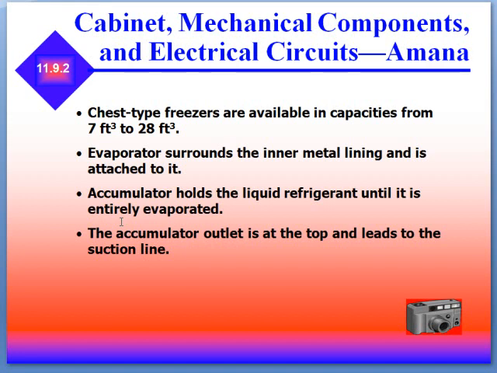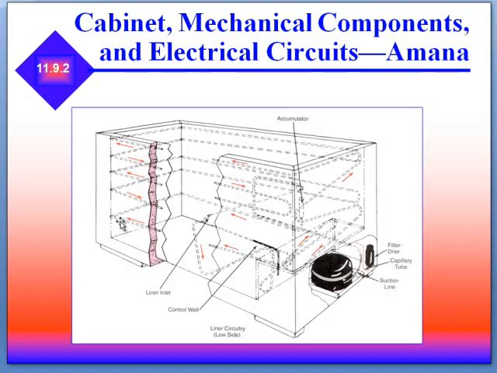Chest-type freezers are available in capacities from 7 cubic feet to 28 cubic feet. The evaporator surrounds the inner metal lining and is attached to it. The accumulator holds the liquid refrigerant until it is entirely evaporated. The accumulator outlet is at the top and leads to the suction line.